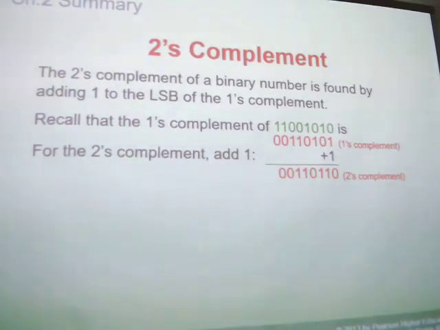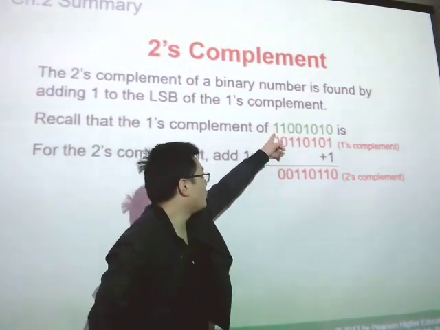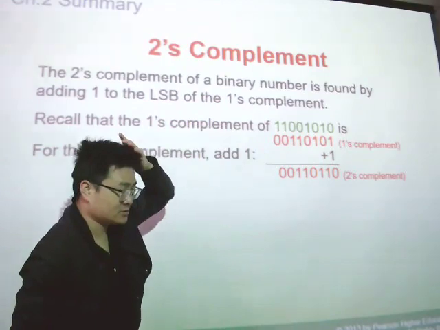Then there is no sign bit in the binary number. So every bit should be inverted for one's complement. Every bit should be inverted for one's complement. 1 should be inverted to 0.